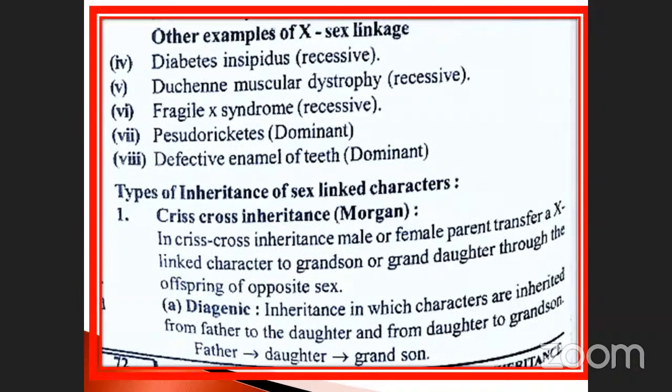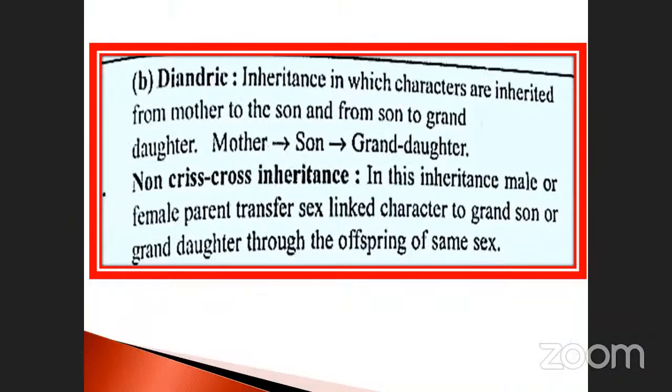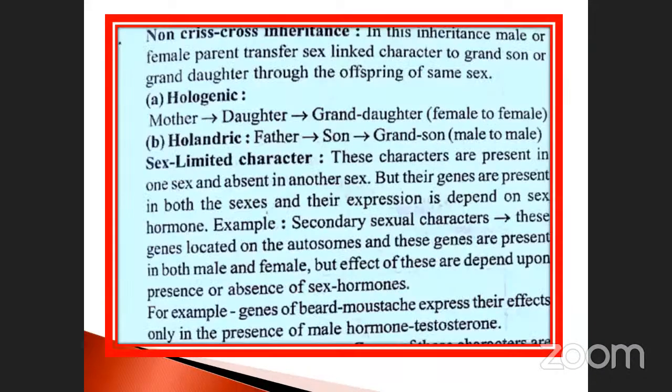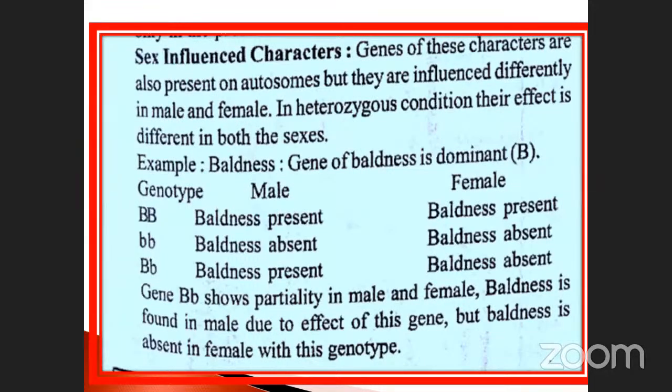Criss-cross inheritance. What is criss-cross inheritance? Diagenic, diandric, non-criss-cross. How will it be? Holandric, hologenic. The sex linked limited character depends upon their hormones. Okay, that we also already discussed. And sex influenced characters, baldness is a sex influenced character. So in both male and female, how will it be in homozygous recessive and homozygous dominant? When it undergoes the heterozygous condition, it only affects the male, it will not affect the female.